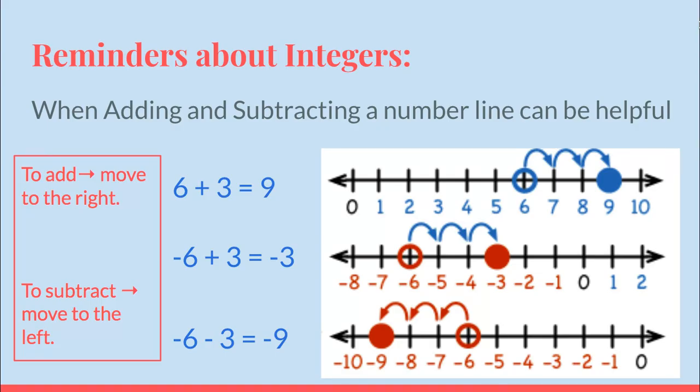The second example is negative 6 plus 3. So starting at negative 6, moving 3 to the right and getting an answer of negative 3. And the last one, negative 6 minus 3, starting at negative 6, going 3 to the left and getting an answer of negative 9.